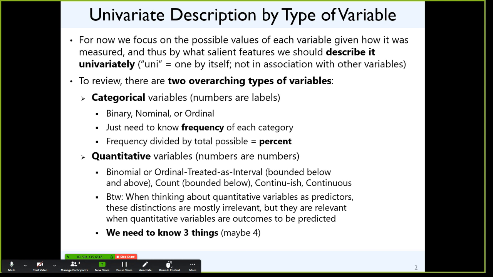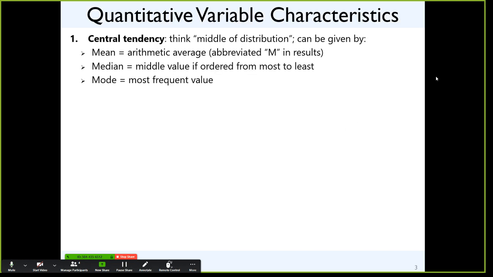For quantitative variables, we need to know 3 things to be able to describe them univariately, to summarize across the cases in a sample. For categorical variables, all we really need to know is how many are in each category. It's straightforward. The frequency in each category divided by the number possible is known as a percent. So for quantitative variables, the one that's a little more tricky, we want to know 3 things.